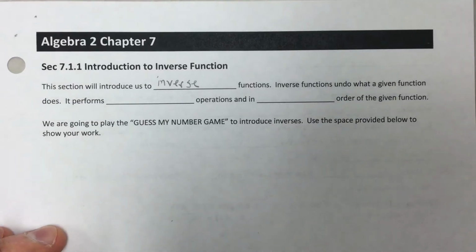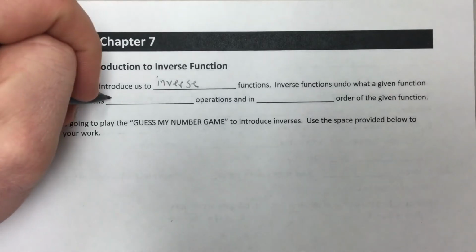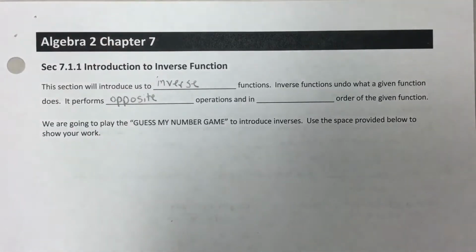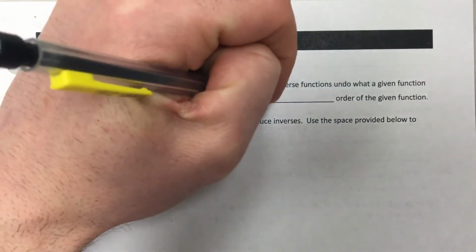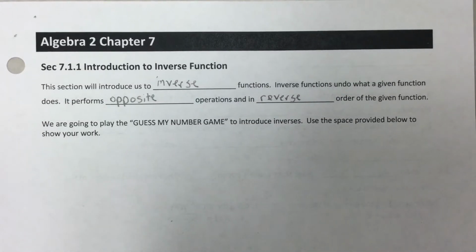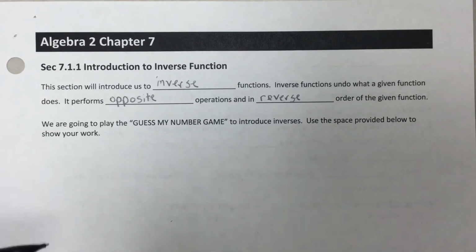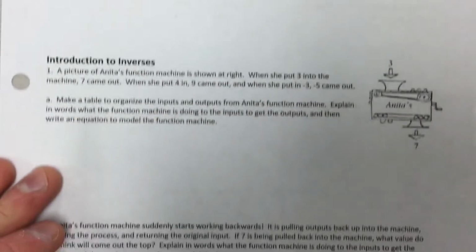Inverse functions undo what a given function does. It performs opposite operations and in reverse order of the given function. So not only do they do the opposite operation, opposite operation means like addition, subtraction, opposite operations, multiplication, division, opposite operations, but they also do it in the reverse order. All right, we'll play that Guess My Number game in class, but we'll move on.